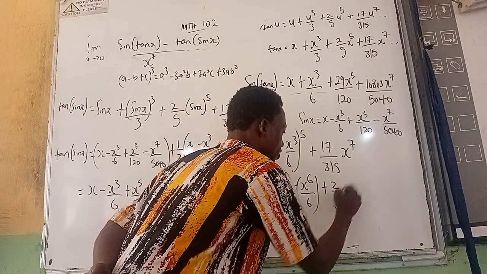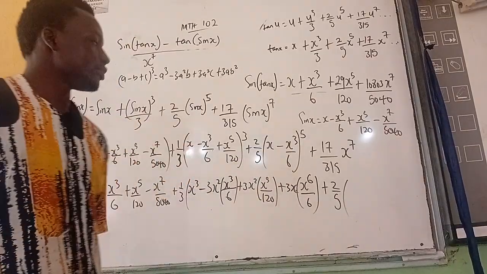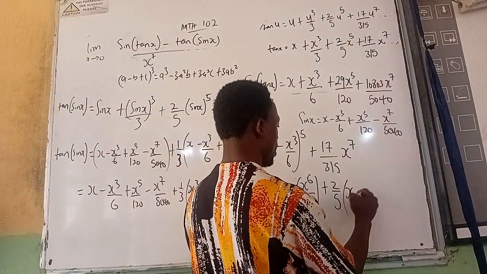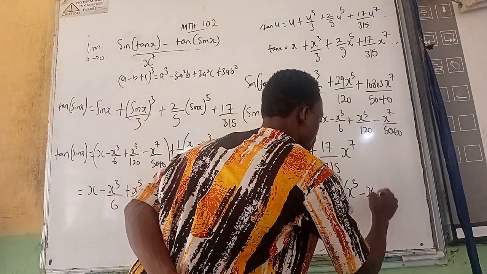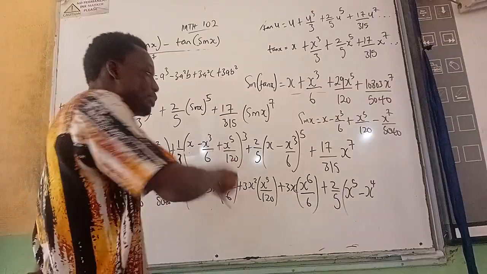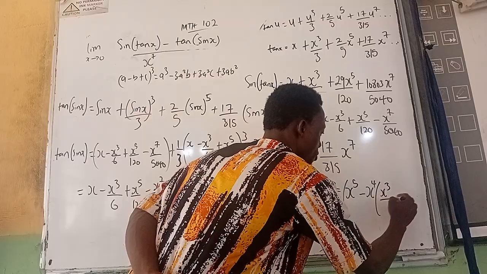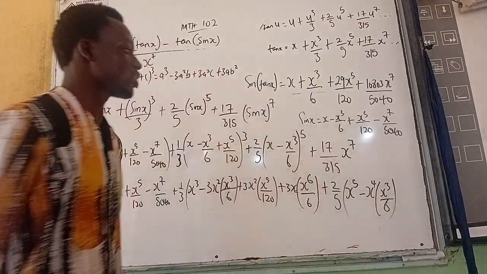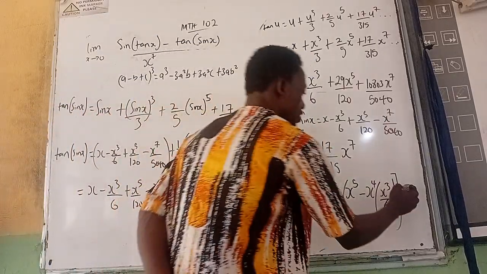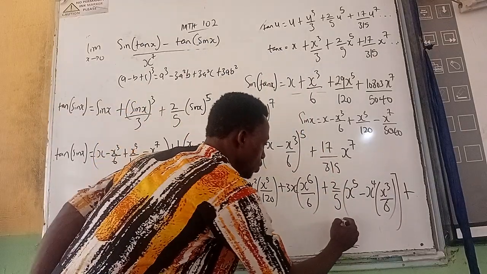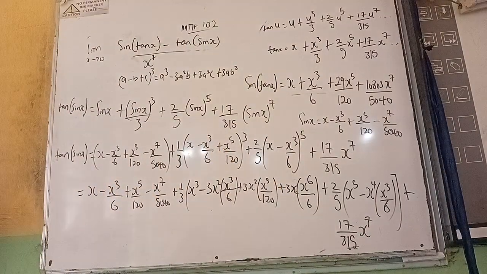Plus 2 over 5. This term now, we are done with this one. Now for this term, this is 5th power. So the first one will be x raised to power 5 if you expand using binomial theorem, minus x raised to power 4 multiplied by b. What's our b? x cube over 6. So I don't need to proceed because I already have x^7. So I can stop here. Then the next one, plus the last term here, plus 17 over 315 x^7. I hope we can capture everything.